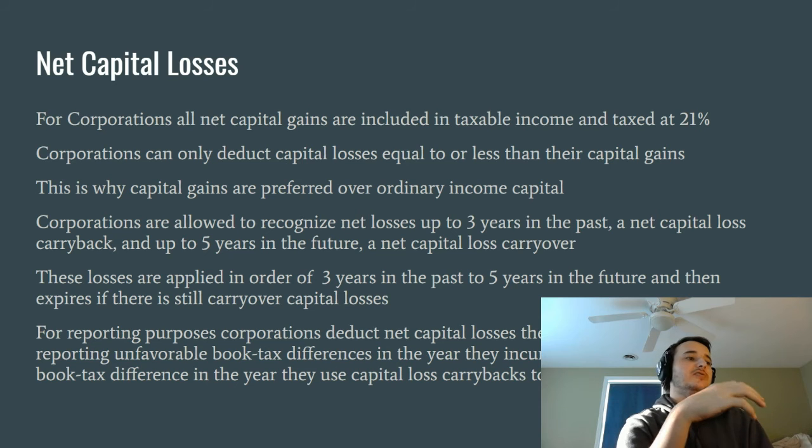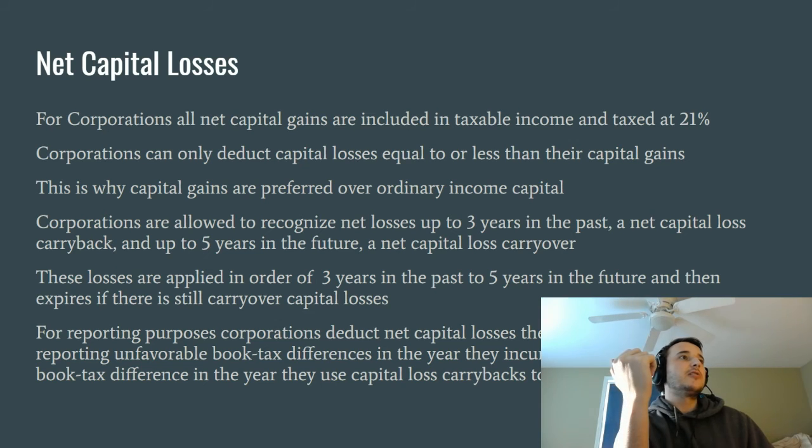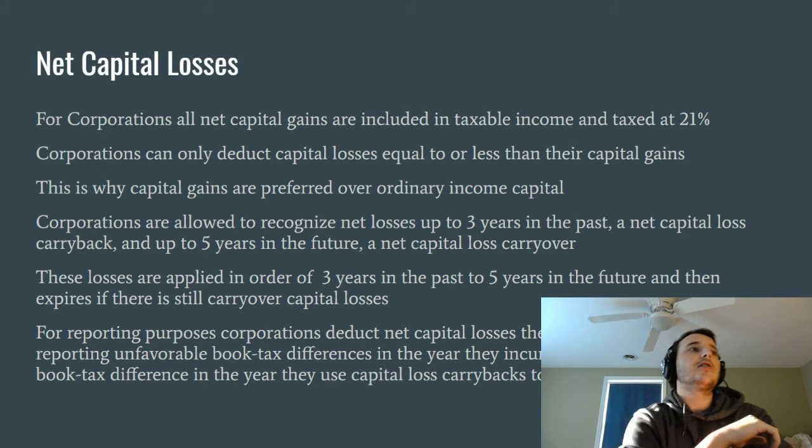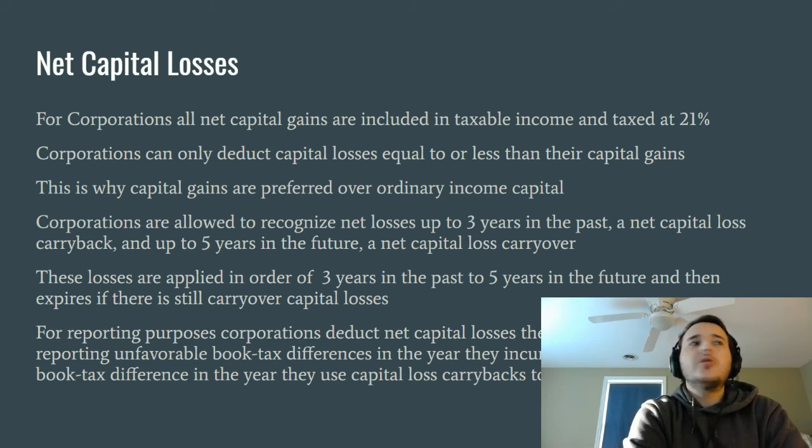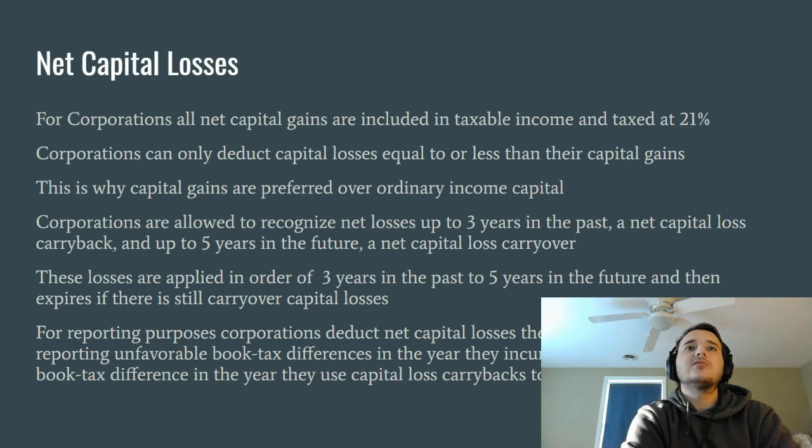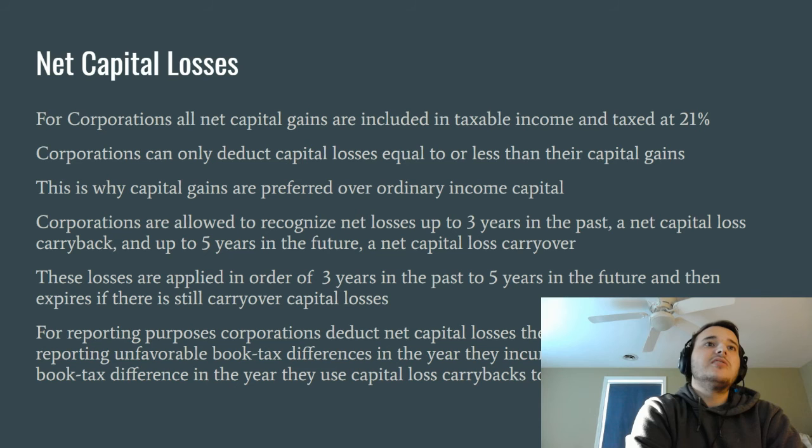So you can't just do it 5 years in the future. You have to do it in chronological order. You have to apply the loss in chronological order and then carry it over to the next year in that order. And for reporting purposes, corporations will deduct the net capital loss the year it is incurred, creating an unfavorable book tax difference in the year they incur.